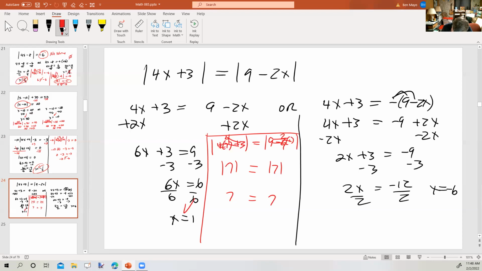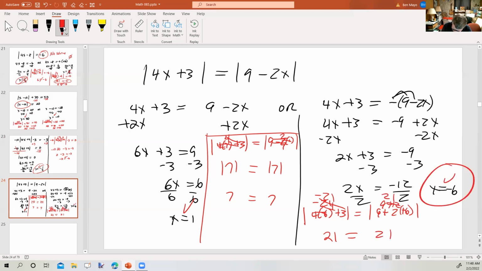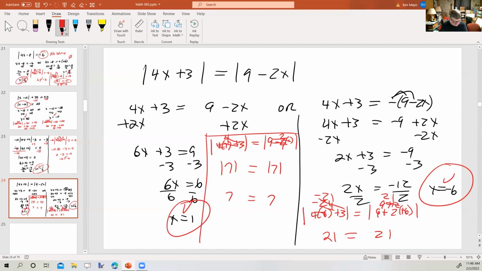Let's try this second one here. x equals -6. The absolute value of 4 times -6 plus 3 equals the absolute value of 9 minus 2 times -6. 4 times -6 is -24. -24 plus 3 is -21. The absolute value of -21 is 21. 9 minus 2 times -6 is like 9 plus 2 times 6, which is 9 plus 12, which is 21. And the absolute value of 21 is 21. So they both work. All right.